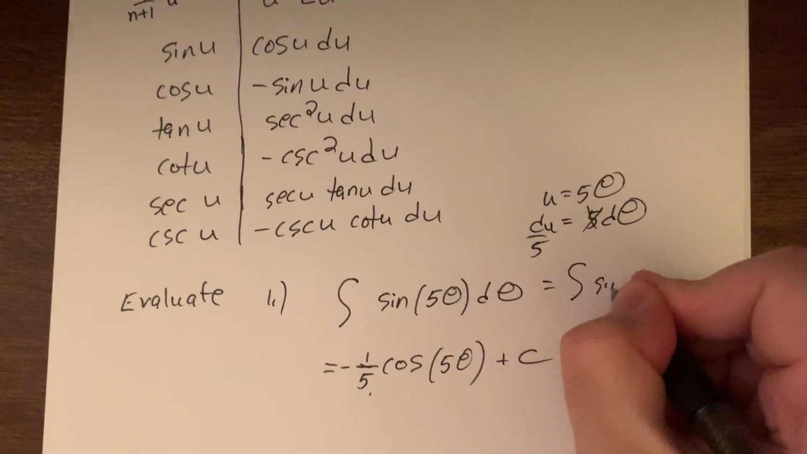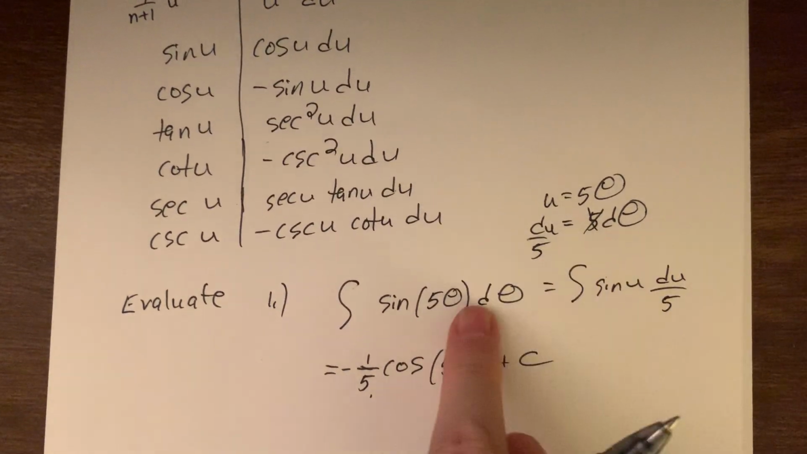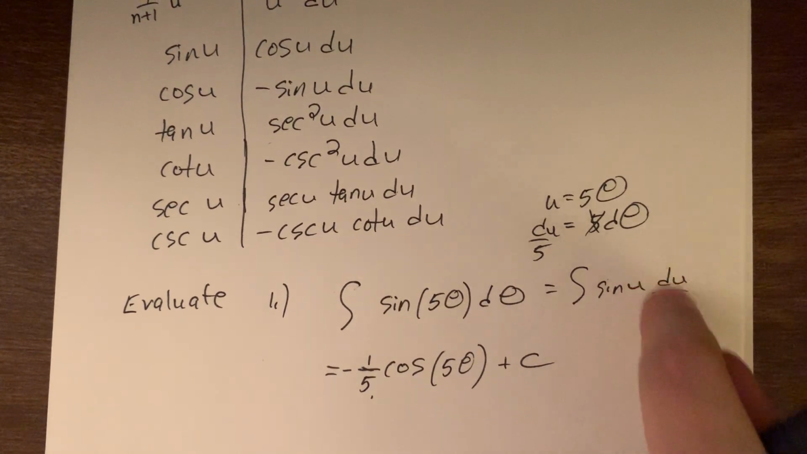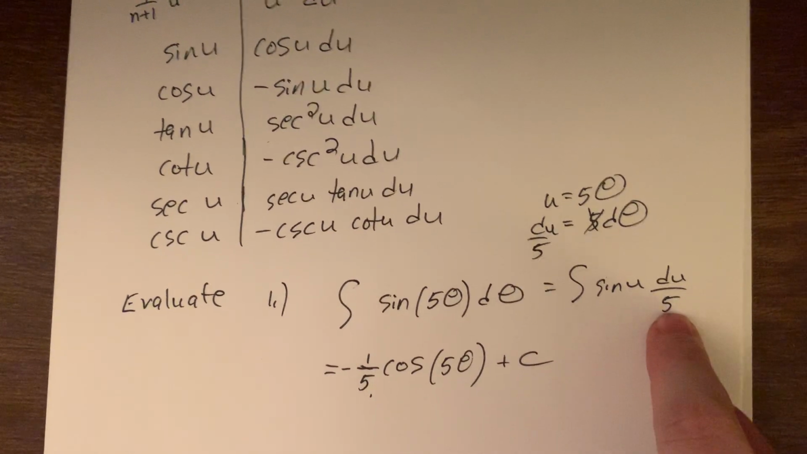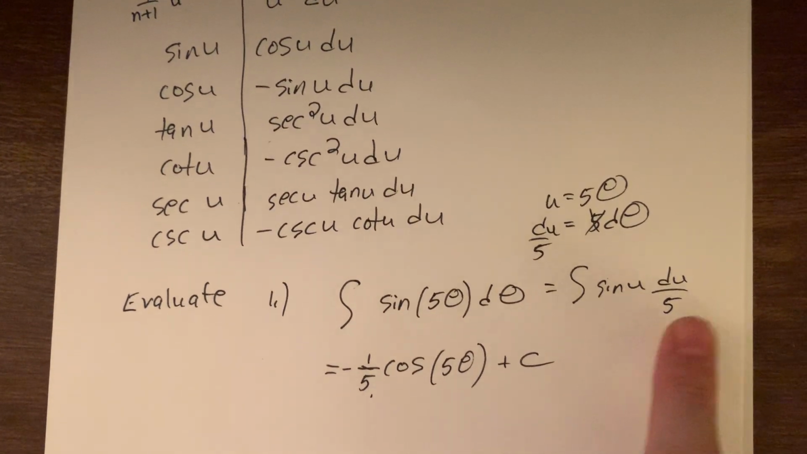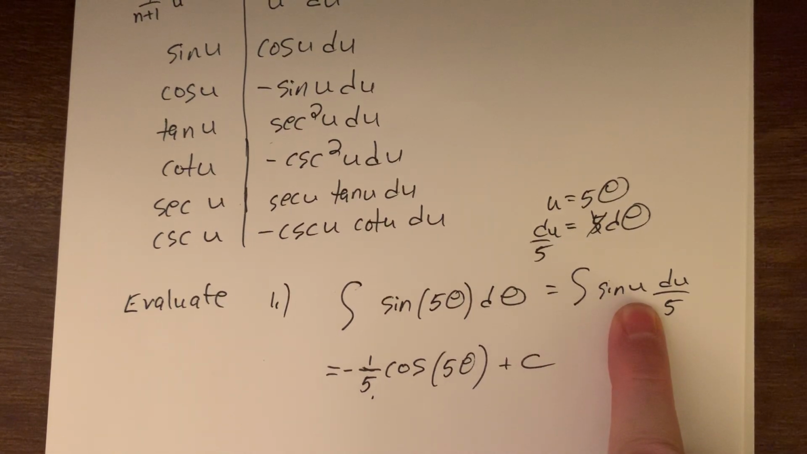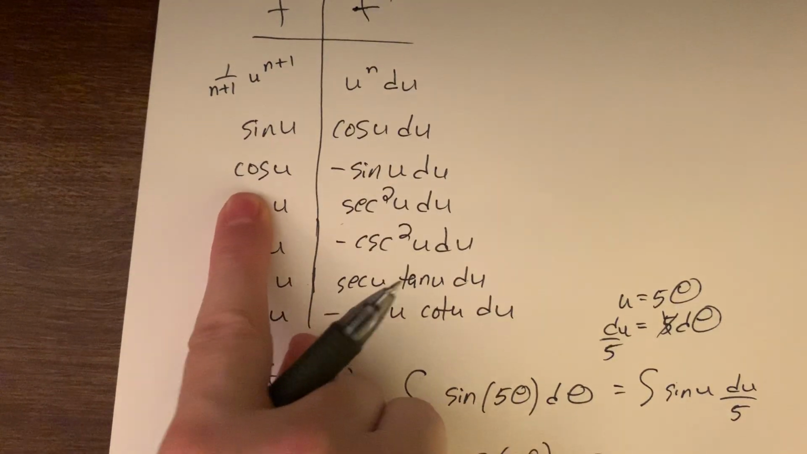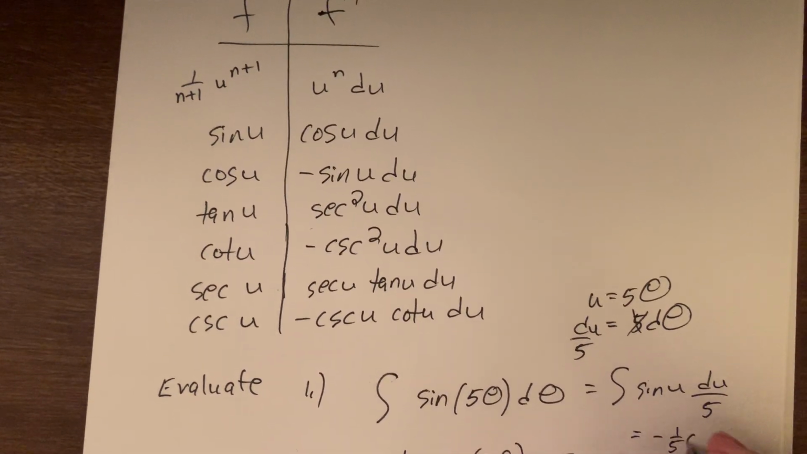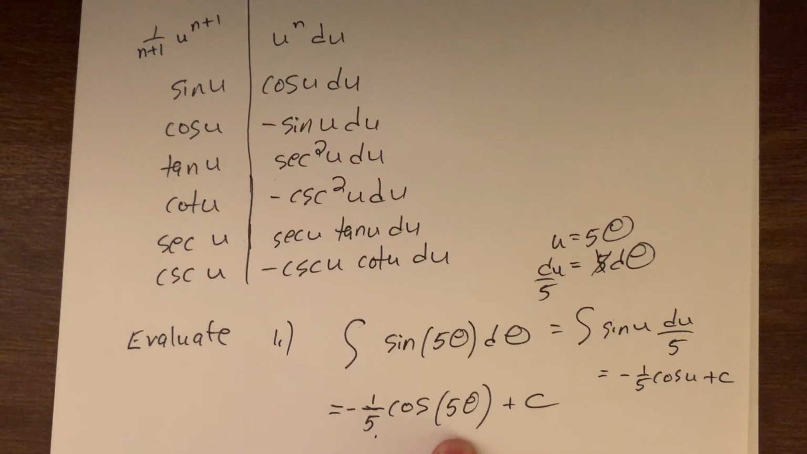This becomes sine of u, and the d theta becomes a du over 5. There's a 1/5. These numbers won't always end up in the denominator, but this one does. So an extra 1/5 out in front, and the antiderivative of sine u is negative cosine u. So they would get here negative 1/5 cosine u plus c, and then they just simply back substitute.